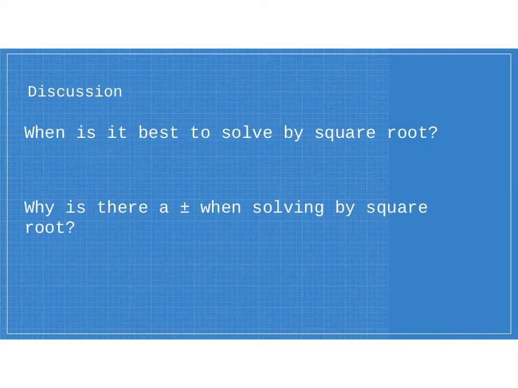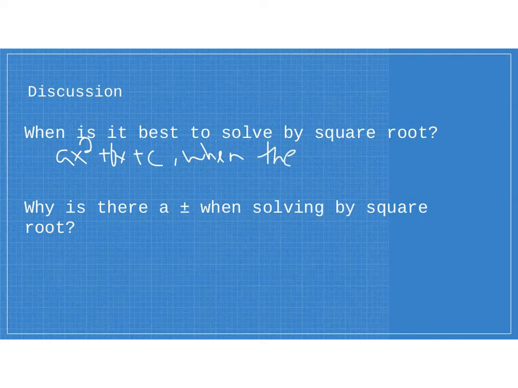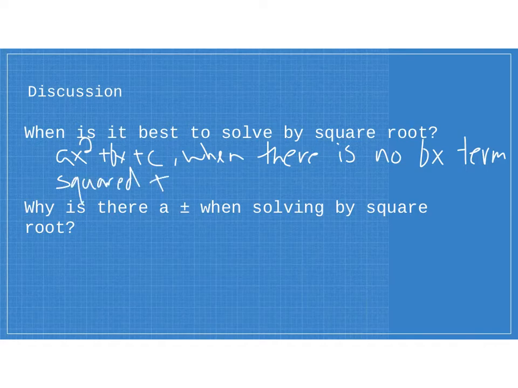Alright, so discussion. When is it best to solve by square root? So it is best to solve by square root when we look at our standard form, which is ax squared plus bx plus c, when there is no b term. Which means all we have is a squared term and maybe a constant.